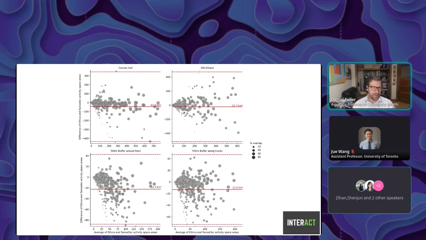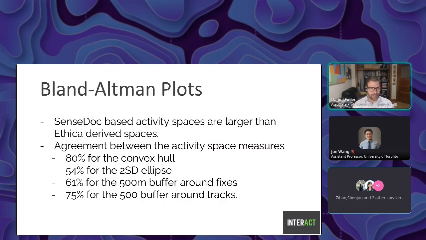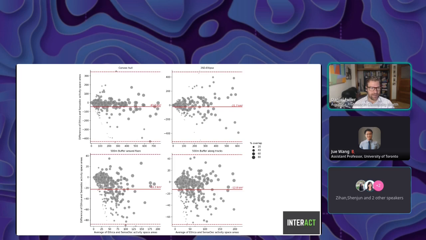And you can see that for example, the convex hull, on average, the disagreement is by about 43.7 kilometers. So in a relative space, it's about 80% agreement, but in an absolute space of meters or kilometers, it's quite a big difference. And there's more agreement relatively, or the space is smaller if you look at the 500-meter buffers, obviously, because they're constrained.